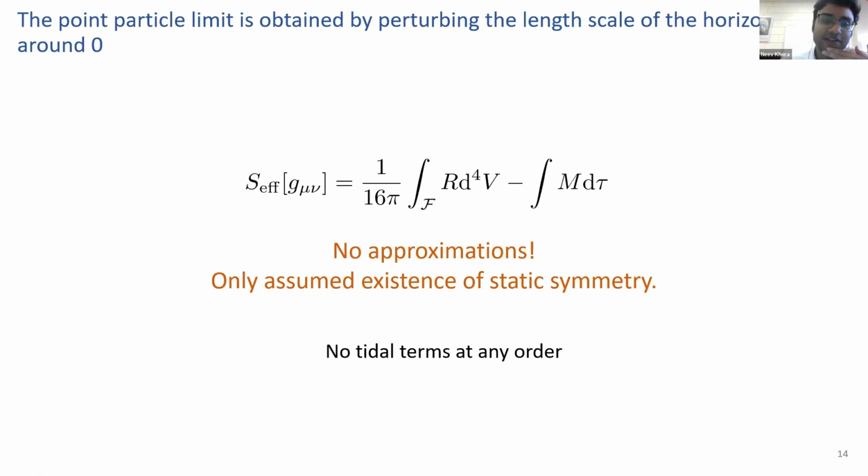Then you can also apply this formalism to neutron stars and try to get the effective action and the coefficients of those tidal terms for that. But I'm going to leave it here.